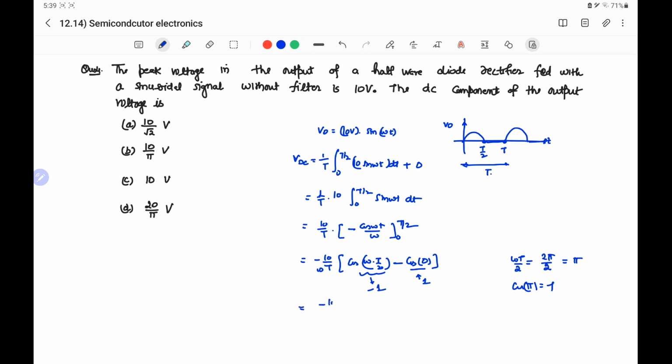It is equal to minus 10 by omega into minus 2, where omega T we have shown is 2 pi, because omega is 2 pi by capital T, and T and T get cancelled. The value is 2 pi. So minus minus plus, and it is 10 into 2, 20 by 2 pi, or we can write 10 by pi volt. It is the DC value of the output voltage. Hence option B is the correct option.